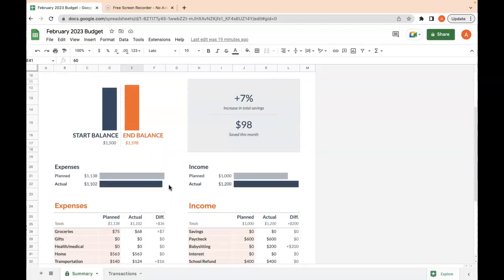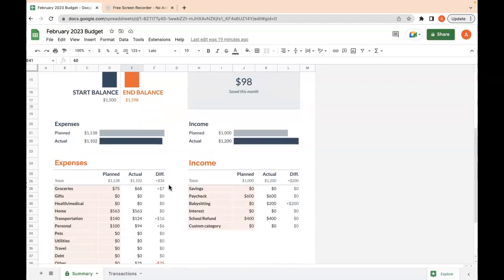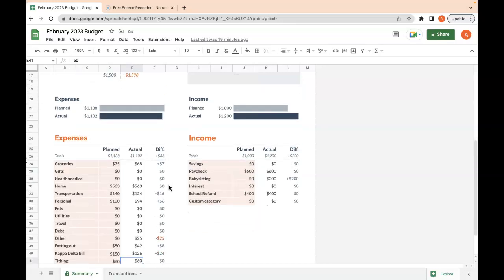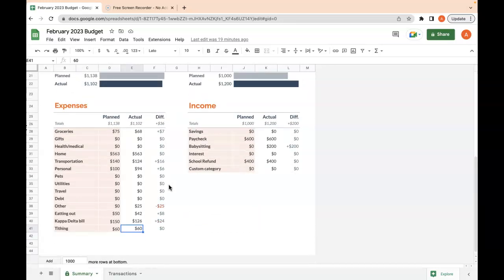And I've gone ahead and put in a couple of expenses that I purchased in February 2023, what I planned to spend, what I actually spent, and then the difference between them. On this side under expenses, I have different categories of things that I could possibly have spent money on, such as groceries, the rent that I pay, gas for transportation, personal things that I may need, bills that I may have, or just splurging and eating out.